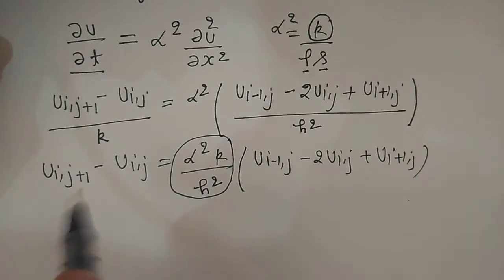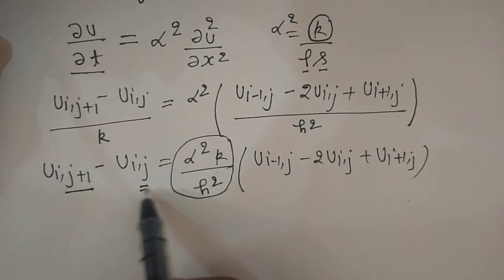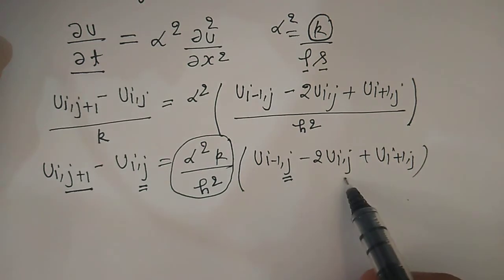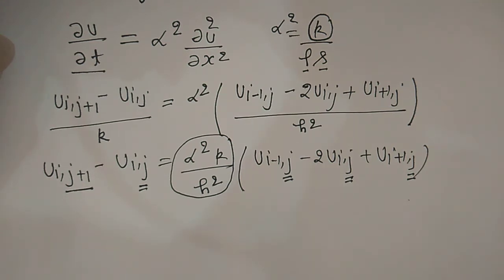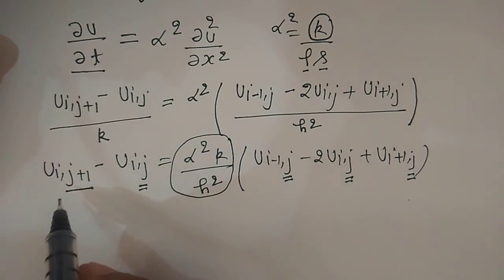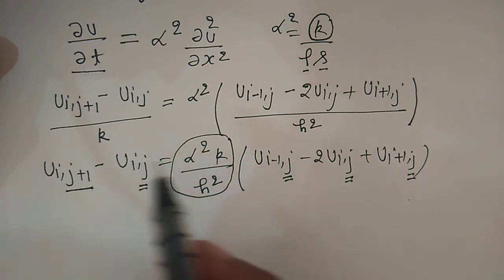and if you see, this is the j plus 1 level, this term is j level, this term is j level, this term is j level, this term is j level. It means we are finding the value of u on the next time level with the help of the value of u at the previous j level. So we can have j plus 1 on one side and j on the other side.